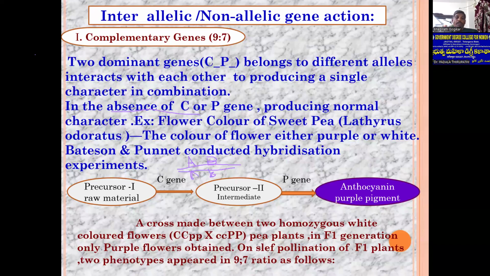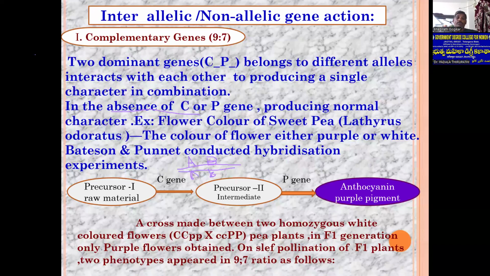So we can see how the cross takes place in two plants. It is the sweet pea, Lathyrus odoratus. A cross is made between two homozygous white colored flowers in the pea plants. In the F1 generation, we are getting only purple flowers. On self-pollination of F1 plants, two phenotypes only appeared in a 9:7 ratio as follows.